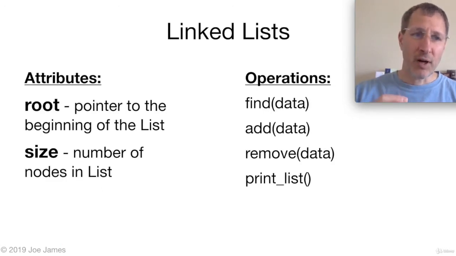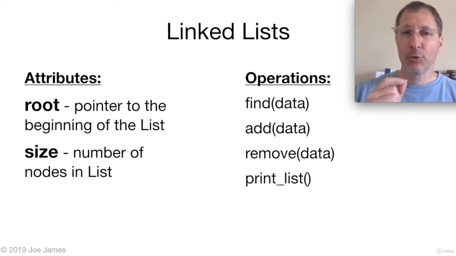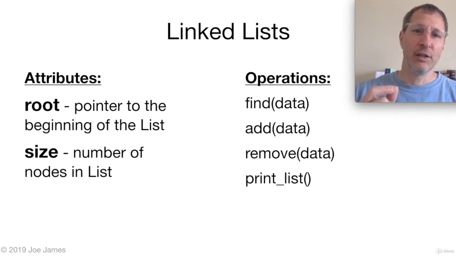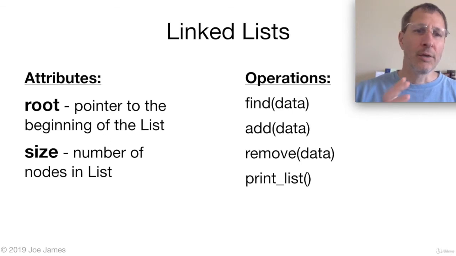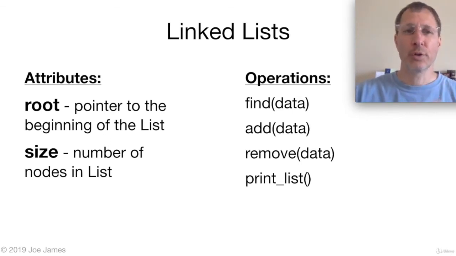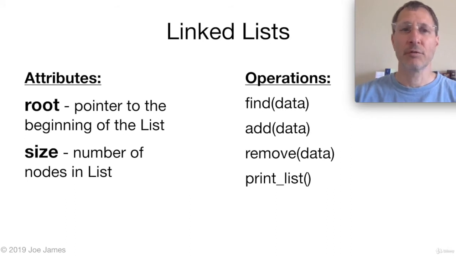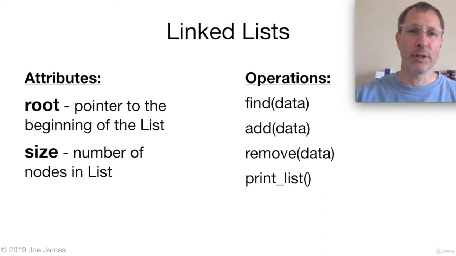So we have a pointer to the root, and the operations that we need for each linked list: we need to be able to find data, we need to be able to add a piece of data, we need to be able to remove a piece of data from the linked list, and we need to be able to print the list somehow. So we're going to see how each of these operations works, and then we're going to see how to code it in Python. Now the attributes for a linked list: you have a pointer to that root node, and then we're also going to track the size of the linked list, so at any given time you could find out how many nodes are in the list.